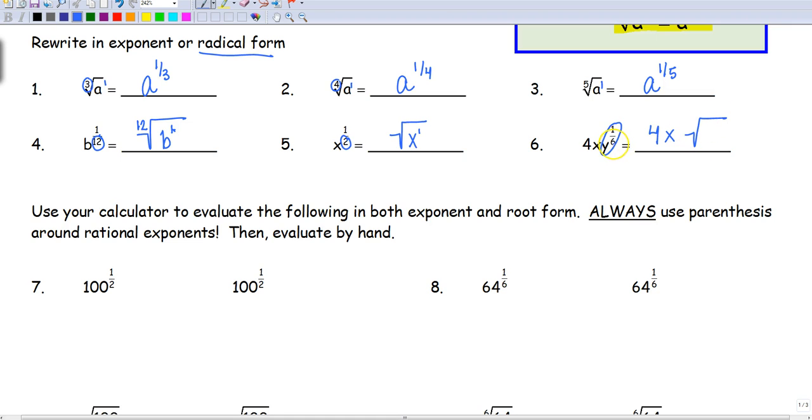Your denominator is a 6, that's the index, and you have a y or y to the 1 inside. If the whole thing was to the 1/6 power, then you would have the 6th root of this whole 4xy. Okay? All right, so make sure you're checking out if you have parentheses or not, because it does make a difference.